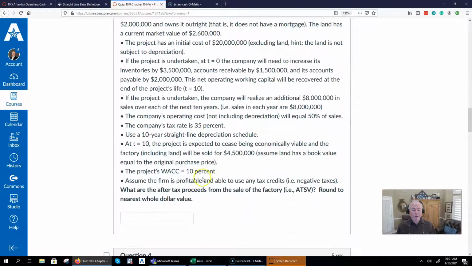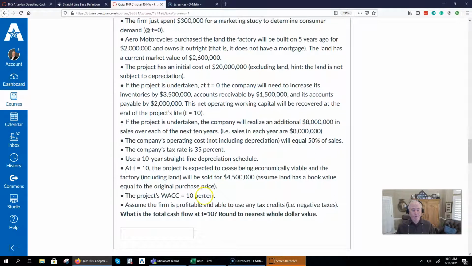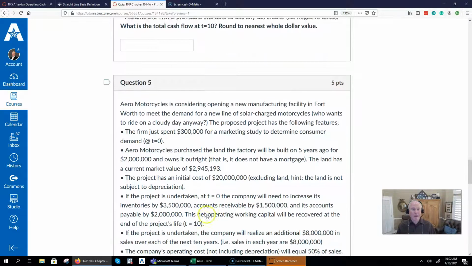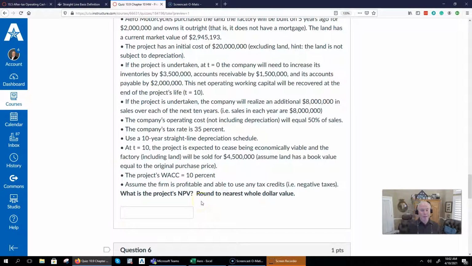The third question, we want to calculate the after-tax salvage value. The fourth question, we want to calculate the terminal year cash flow. So what's the total cash flow at the last year of the project? In this case that's year 10. And then finally in question 5, we're going to calculate the net present value.